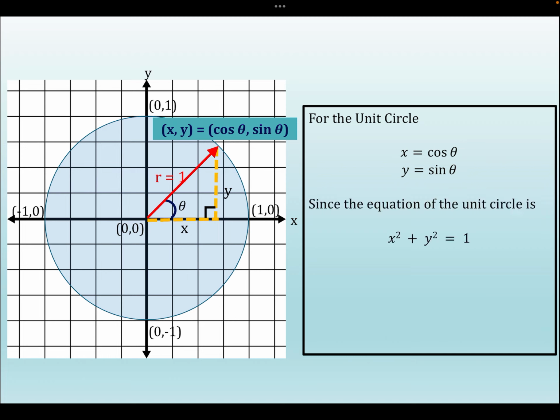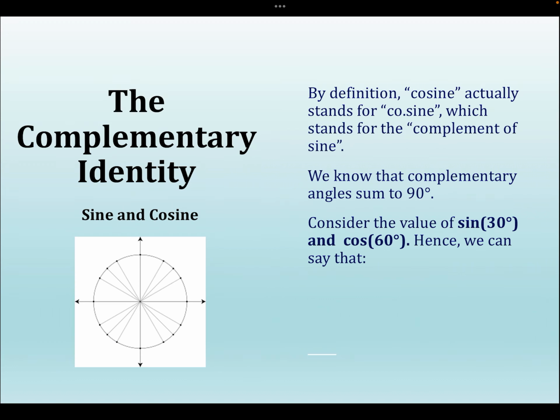So since the equation of the unit circle is x squared plus y squared equals 1, therefore cos squared theta plus sine squared theta is actually 1. This is actually the Pythagorean trigonometric identity. So remember, in a unit circle, the x coordinate is the cos of the angle, and y is the sine of the angle. Now, let's have a look at some identities.